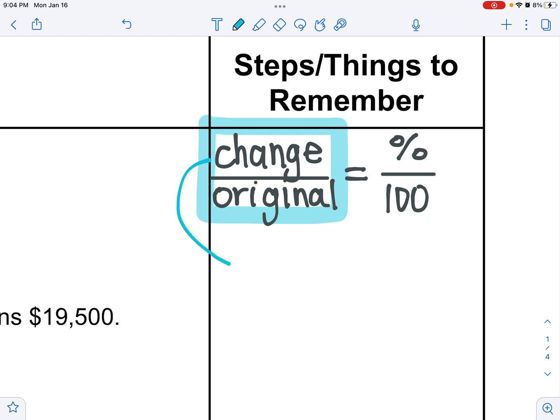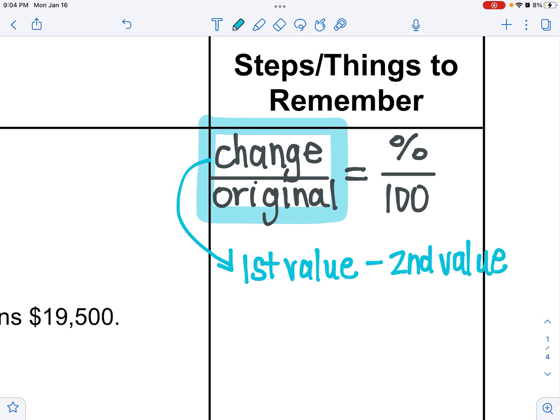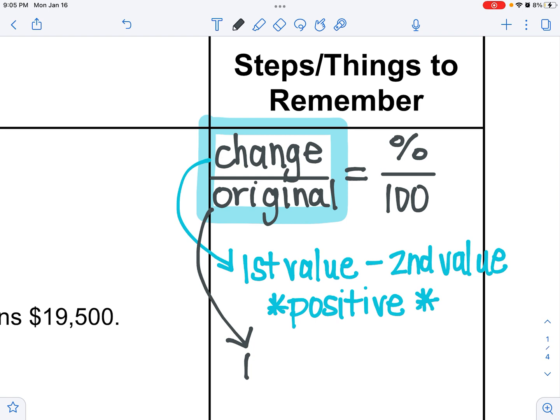The word change really just means to take the first value and subtract away the second value. And when you do that, you always want that to be positive. So if we're subtracting and we get a negative number, we're just going to take the absolute value of it so that it's always positive. And then the second thing that we're going to talk about is, what does the word original mean? The word original means the first value given.